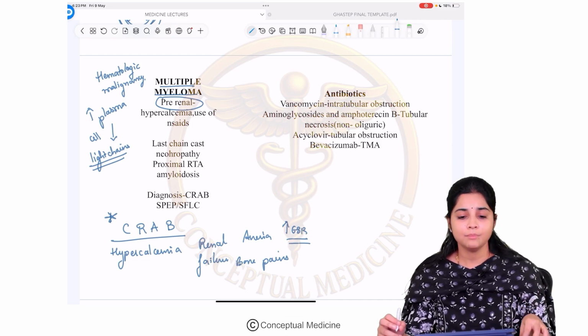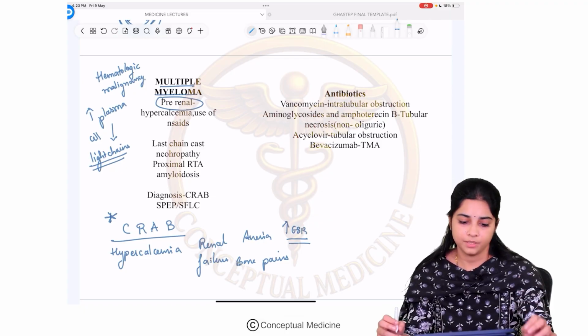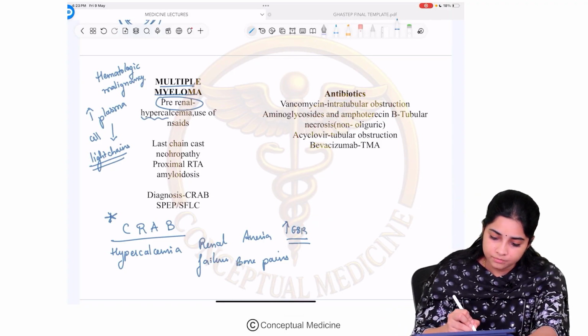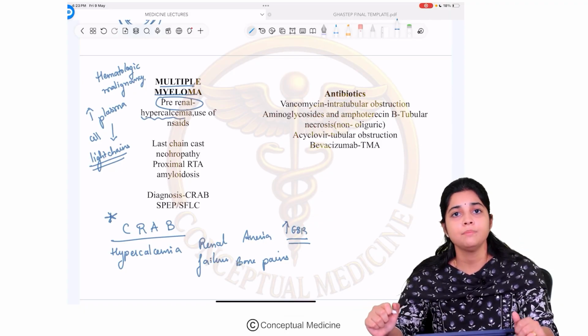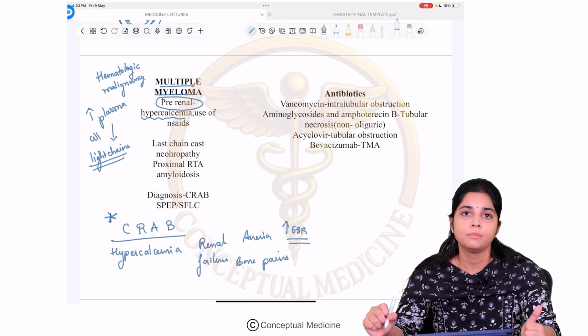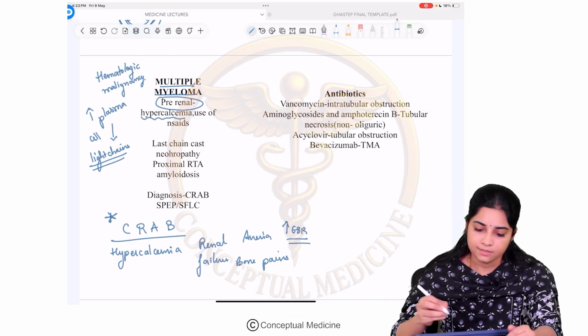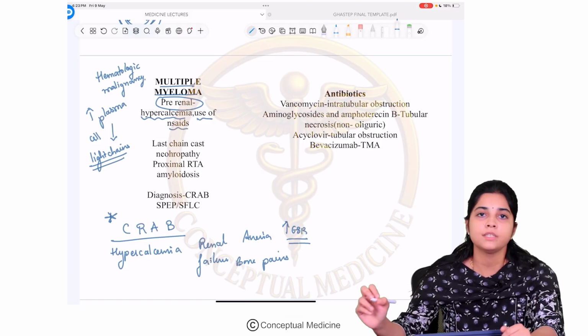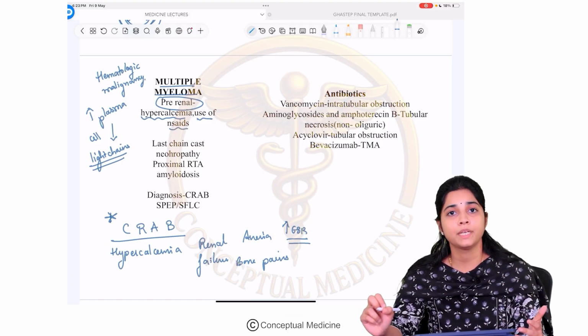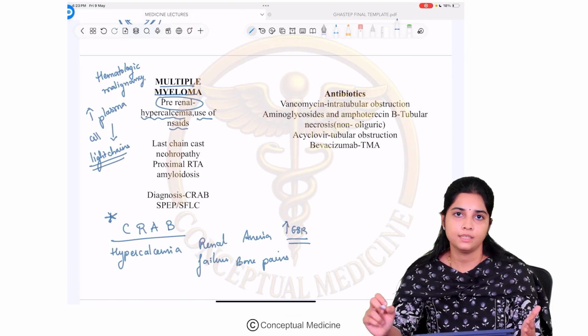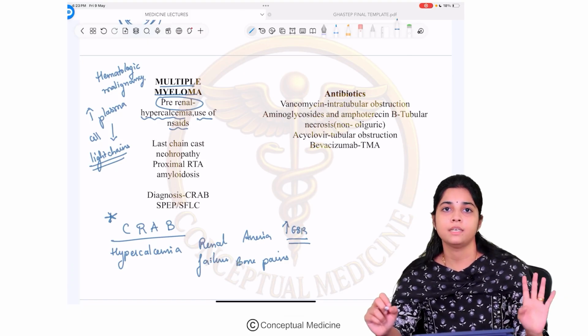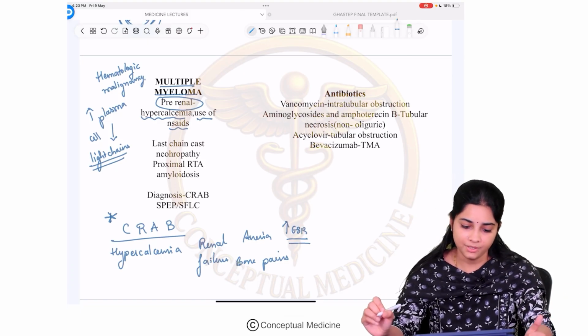Okay. So what are the mechanisms of renal injury in multiple myeloma? In prerenal, hypercalcemia in itself can cause prerenal AKI. Okay. Next, use of NSAIDs. Because many of these myeloma patients have a lot of bony pains, they tend to abuse NSAIDs, and that is the reason why use of NSAIDs can cause prerenal AKI in myeloma patients.